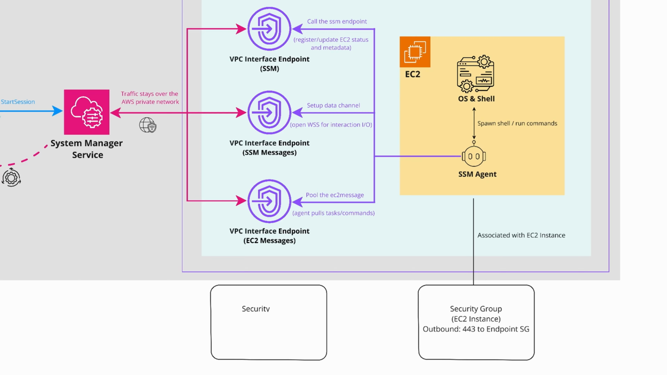Now flip to the VPC Endpoint Security Group. This one needs an inbound rule. Allow HTTPS on port 443 from the EC2 Security Group, so the endpoint accepts those connections the instance is making. Notice what's missing here. No inbound rules on the EC2 instance. No SSH port 22, nothing. The traffic flow is entirely outbound from the instance to the endpoints. That's the beauty of this setup. Your instances are completely locked down, but you get full shell access through AWS's private network.